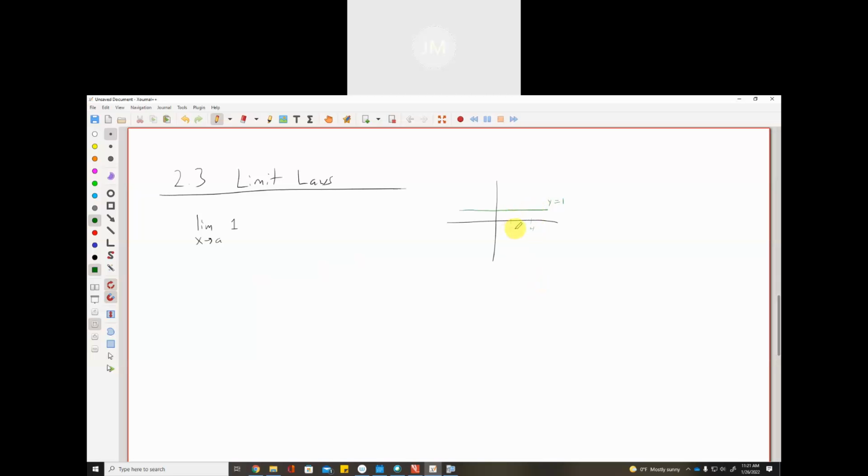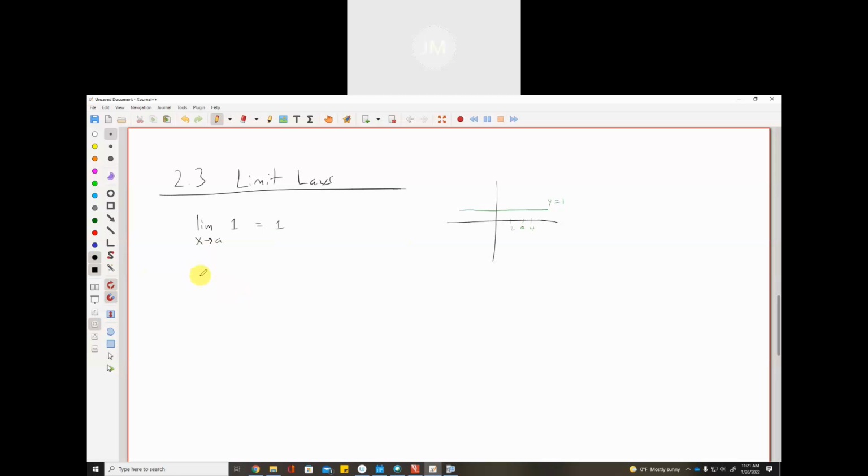What happens if I approach 2? Well, y is approaching 1 because it's always 1. What if I approach some unknown number a? Well, y is still always 1, so it's going to be approaching 1. Okay. So this limit is equal to 1. It doesn't matter what value we approach here.